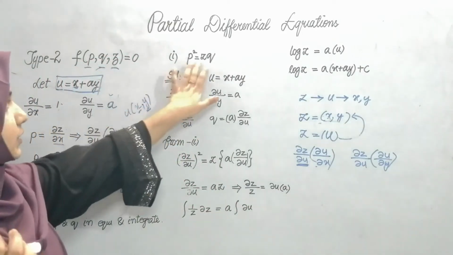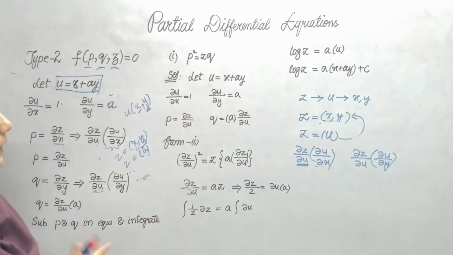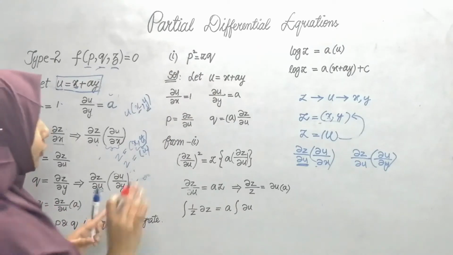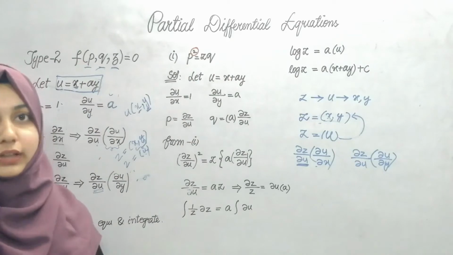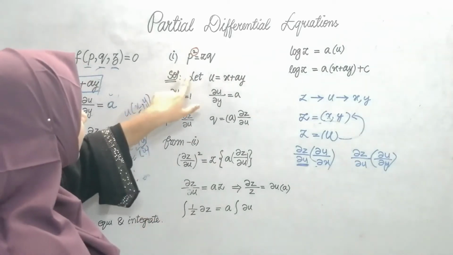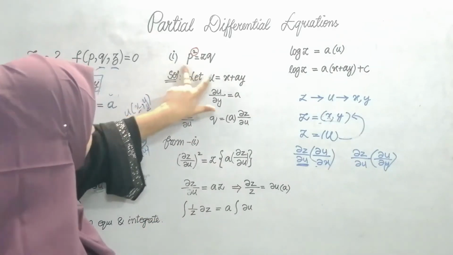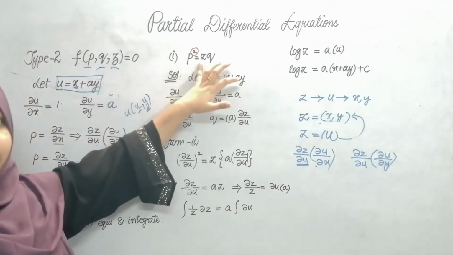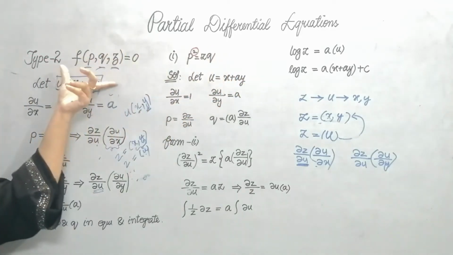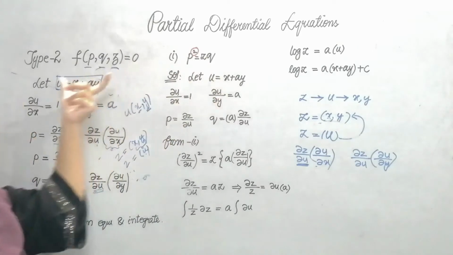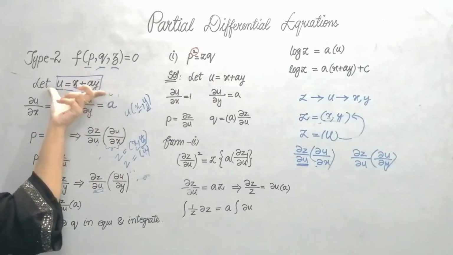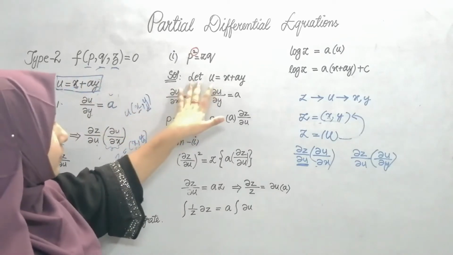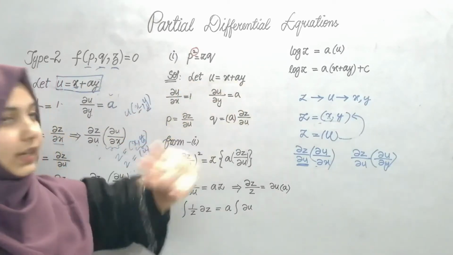Suppose the question is p² = zq. So if you see here, first we'll check whether it is linear or non-linear. Clearly p has got a square term, so this is non-linear. Then after that, what terms do I have? I've got p, I've got q, but also I've got z. So it falls under type 2. So type 2, I know what I need to consider. First step, I need to consider u = x + ay. ठीक है? So that's what I'm doing. Let u = x + ay.